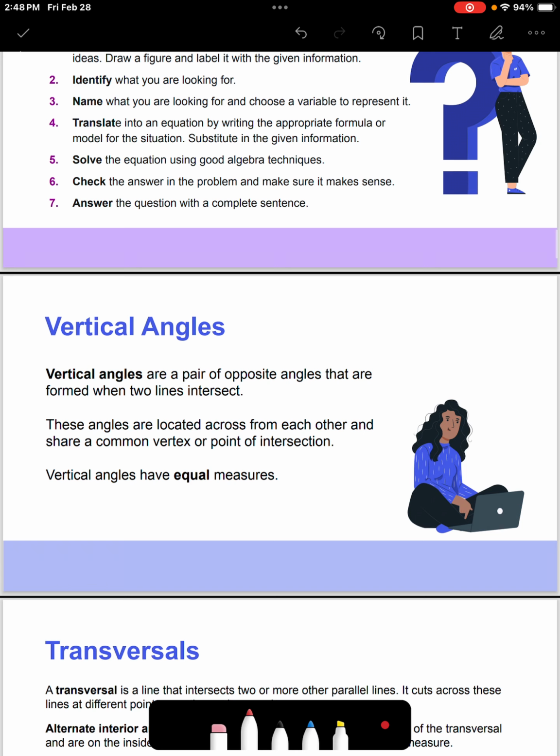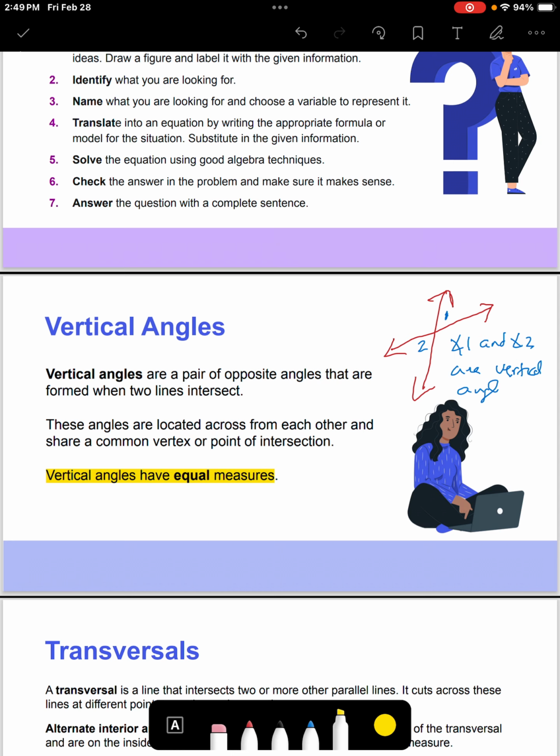Vertical angles. So when you think about 2 lines that intersect, this one and this one, vertical angles are a pair of opposite angles that are formed when 2 lines intersect. You can also label angles with numbers. If this is 1 and this is 2, we would say angle 1 and angle 2 are vertical angles. And what's neat about these is they are equal. Vertical angles are equal to each other.